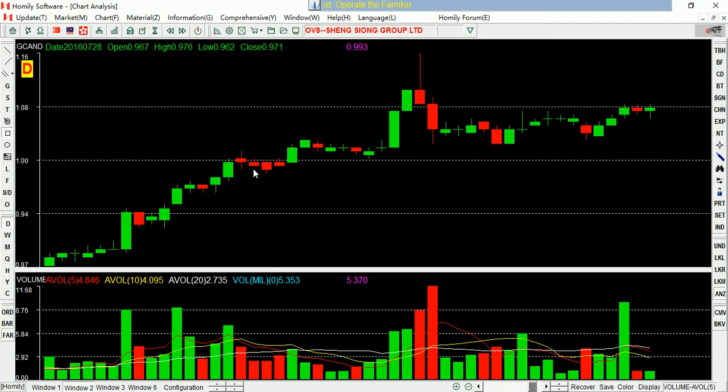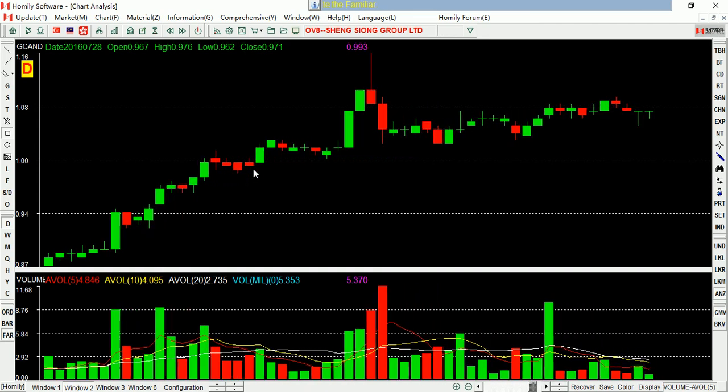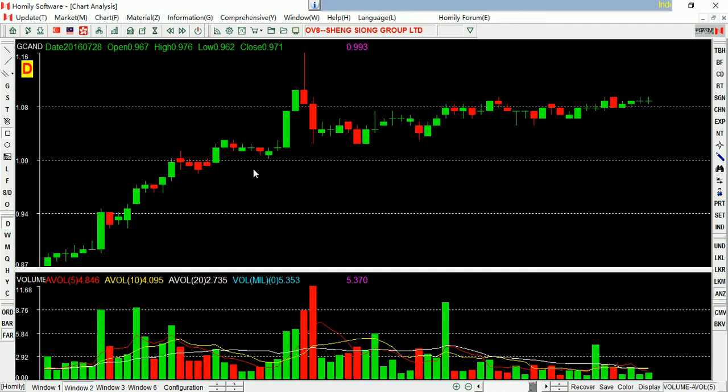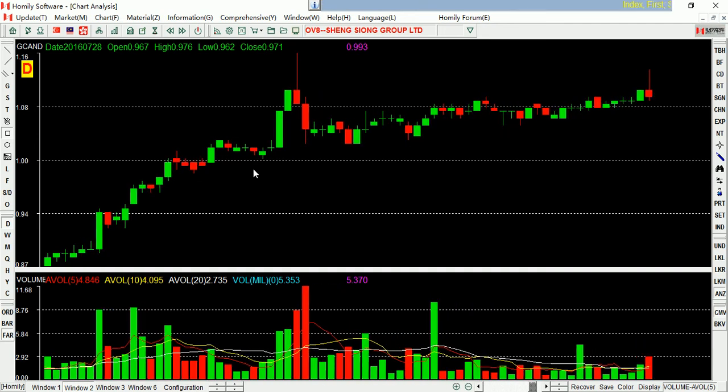Then the price, you should see here. Then if you see the next day, the price touches the top again, what does that mean? Sell quickly. Because we can see this is the first high point. We can confirm this is the top.